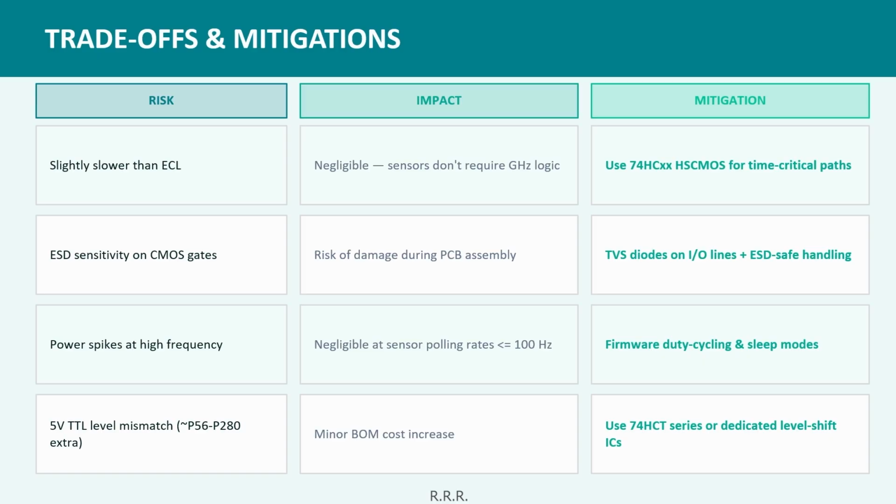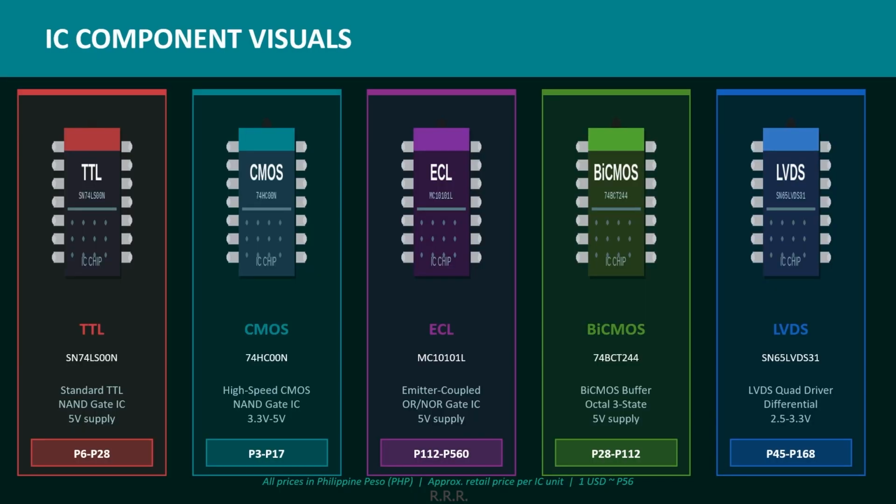All 4 of these trade-offs are manageable within our existing engineering and production processes. None of them changes the recommendation. Now, let's make this tangible. These are the actual integrated circuit components we evaluated. One representative chip from each logic family.